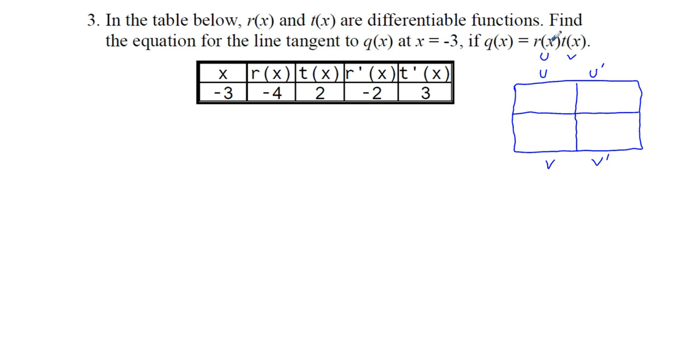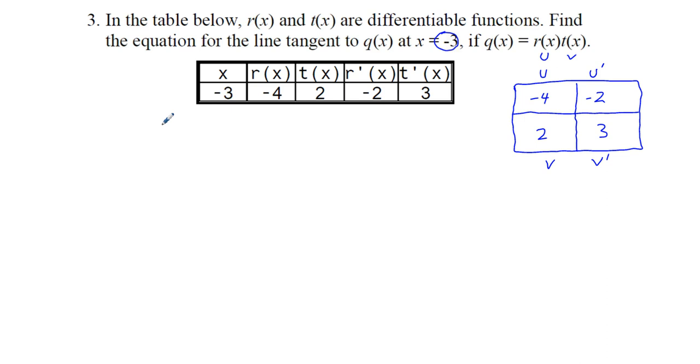So if r of x is u, that's -4, right? And then r prime of -3 is going to be -2. And then v is going to be t of -3, or 2, and t prime of -3 is 3.